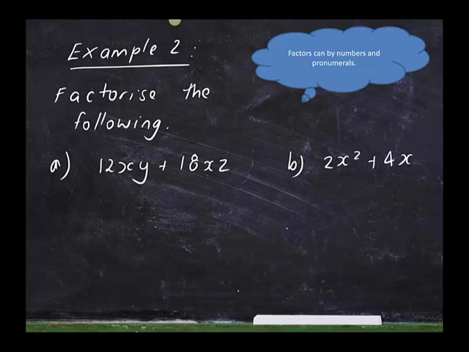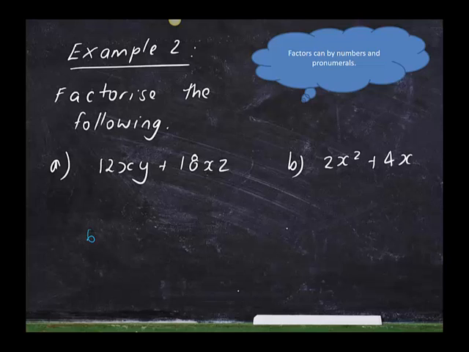Factorise the following. Here we can take both numbers and pronumerals out the front. We need to see what is the largest number and what pronumeral is in both of them. So we're going to deal with the numbers first. We've got 12 and 18. What is the highest common factor? Well, 6 goes into both 12 and 18. So we're going to take 6 out the front.